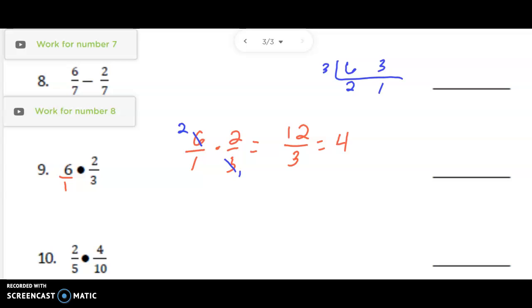2 times 2 is 4. 1 times 1 is 1. 4 over 1 is 4. Get the same answer either way. So 6 times 2/3 gives me 4.